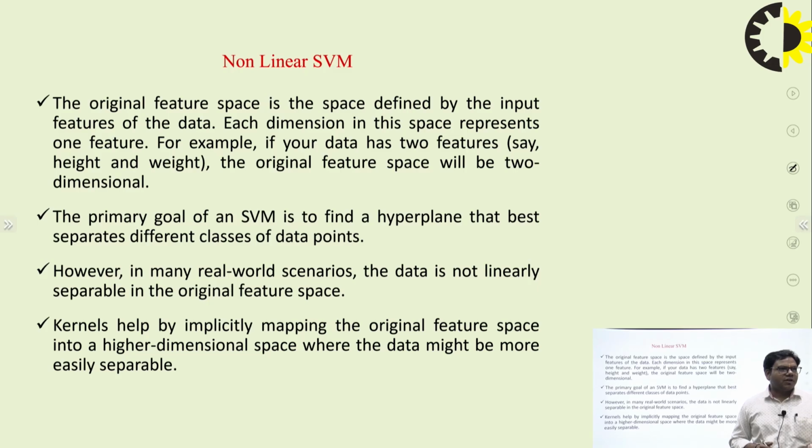Already we had told, if there are two features like height and weight, then we can have the two dimensions X and Y. The primary goal of the SVM is to find the hyperplane that best separates different classes of data points. Yes, we need to find the hyperplane, meaning a kind of straight line we need to identify. However, in many real world scenarios, the data is not linearly separable in the original feature space.